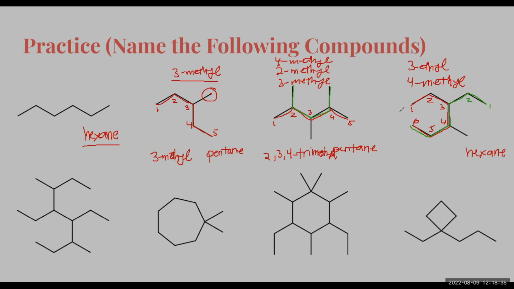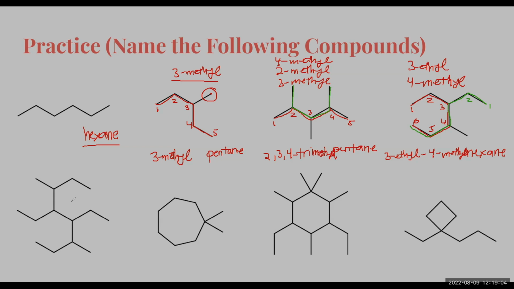And basically, I'm going to throw in these substituents and make sure they're alphabetical. So I'm just going to do 3-ethyl, 4-methyl. So the final compound name would be 3-ethyl-4-methylhexane.